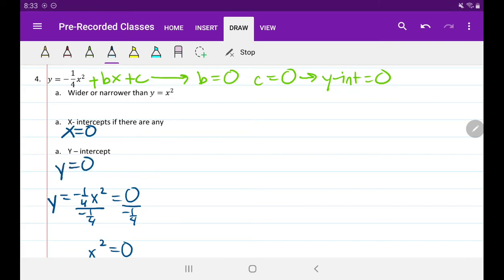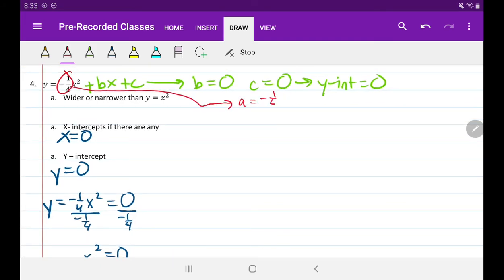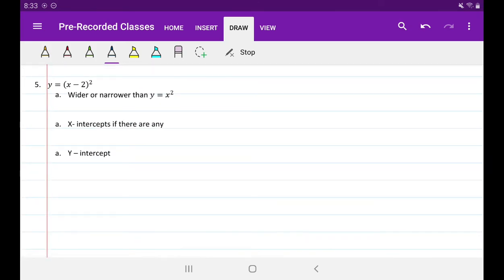And is this wider or narrower than y equals x squared? Well, our a term is negative 1/4, which is less than 1, so that means this is going to be wider than y equals x squared, and it would actually be fatter than that parabola. All right, so let's go down. Let's do number 5. So for number 5, we want to find our x-intercepts first.